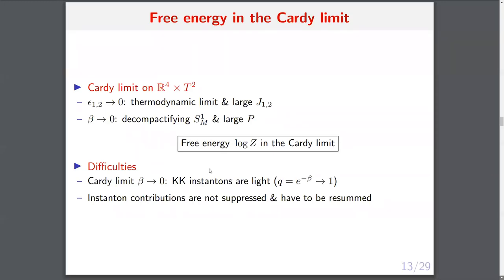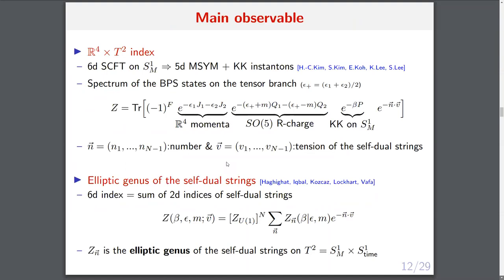I have one question. Yep. This may be very stupid, but the index depends on the length of S1 in that case, because of KK momentum. Oh yeah, the length of the S1 is absorbed in the normalization of these chemical potentials. Oh, I see. So beta is not the length of the circle. Yeah, beta is actually a complex structure of this torus. Oh, I see. Okay. So it's a complex structure, not the length of the circle. Yeah. Okay, thank you very much.